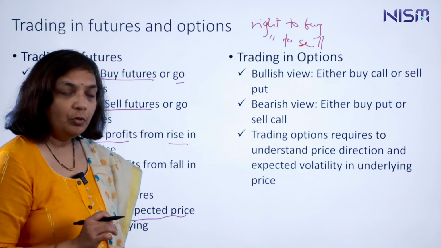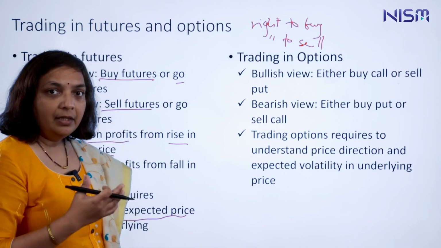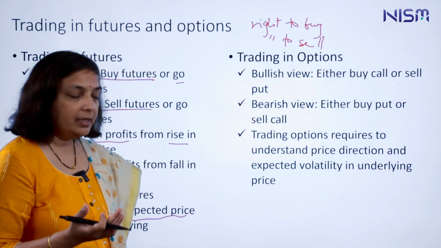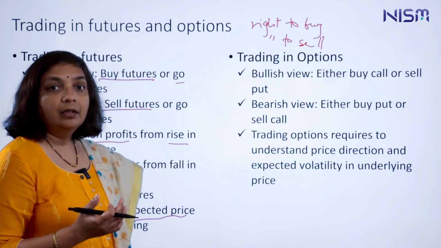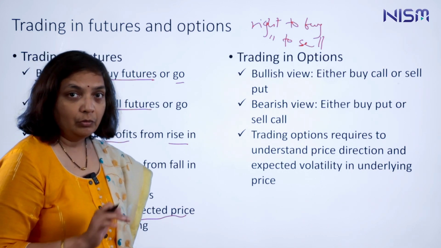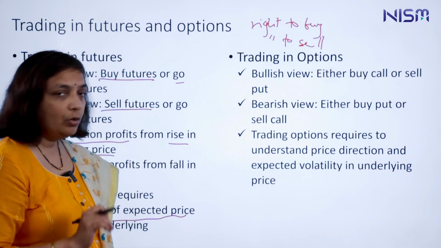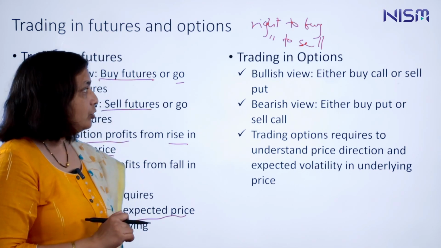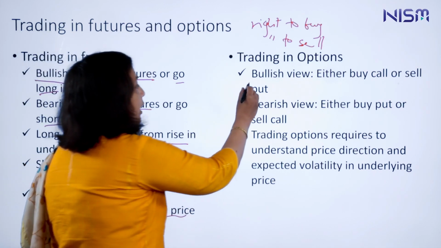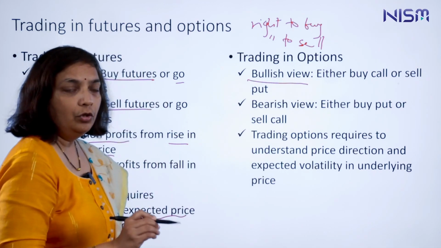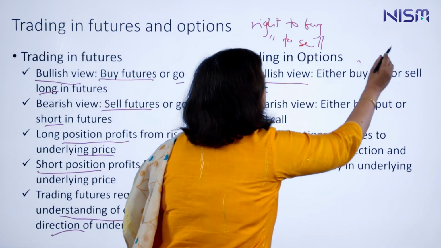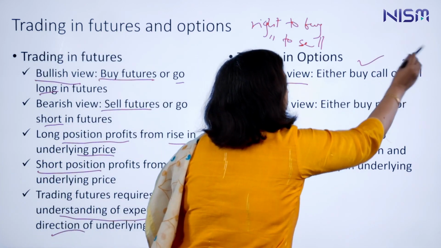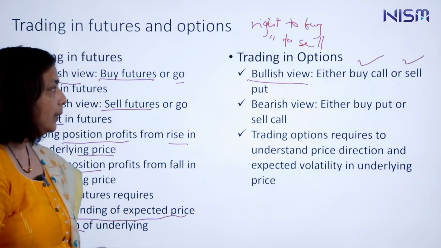You could also sell a put option, because when you are selling a put option, what is the view? The view is that the price will not go down. When you are buying a call, the view is that the price will go up. So if you are bullish, you can do two things. You can either buy a call or you could sell a put.